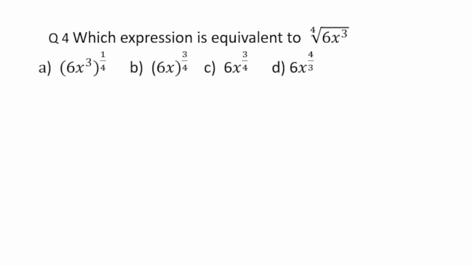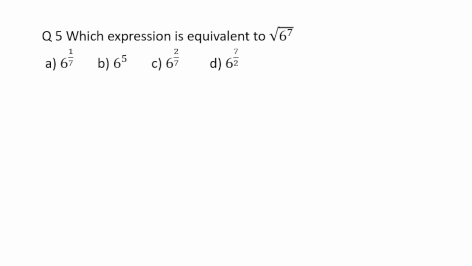In question number 4, which expression is equivalent to 4th root of 6x to the 3rd power? This 4th root is the 1/4 power of 6x to the 3rd power. That is, 6x to the power 3, to the power 1 over 4. The answer is A, 6x cube to the power 1/4.